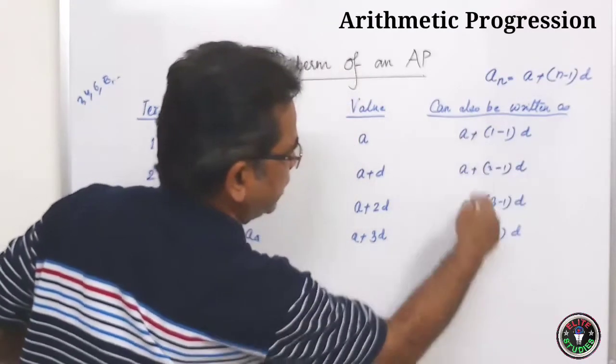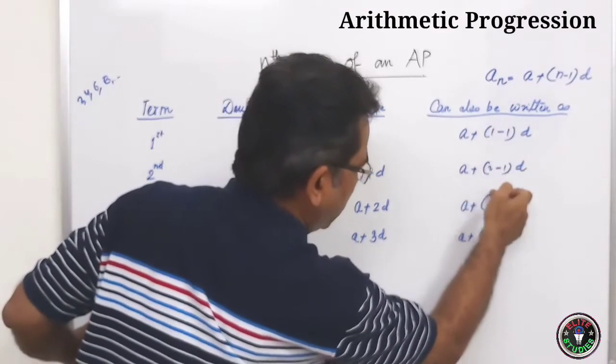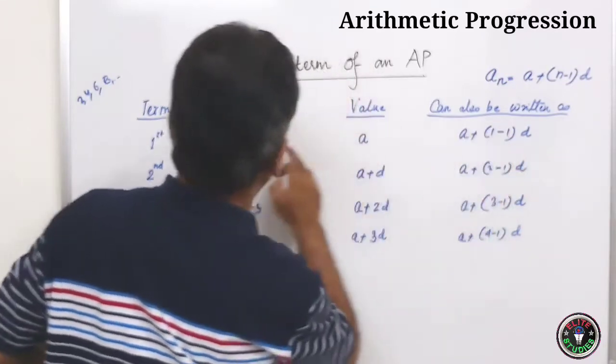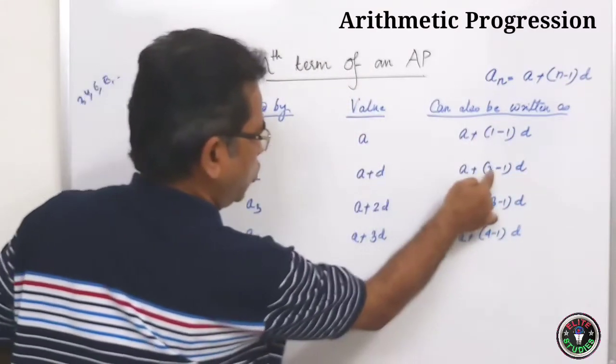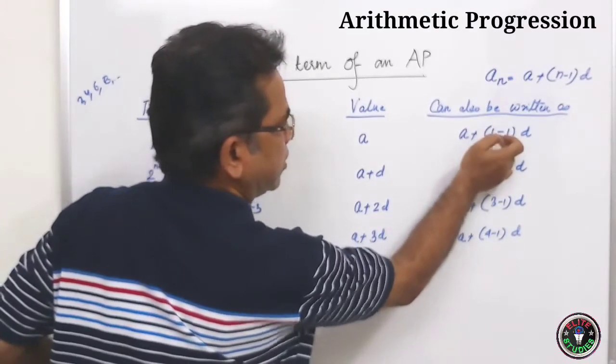What is the change here? The only change here is 1, 2, 3, 4. This particular column is changing; the remaining are all the same. So how are we getting this? You see 1, 1, 2, 2, 3, 3, 4, 4. So therefore I have written it like this.